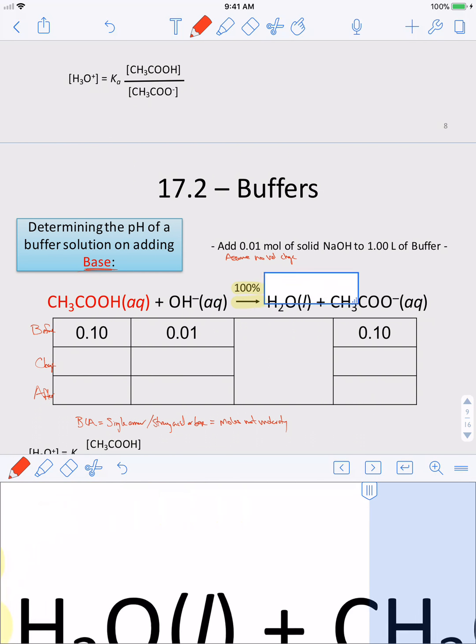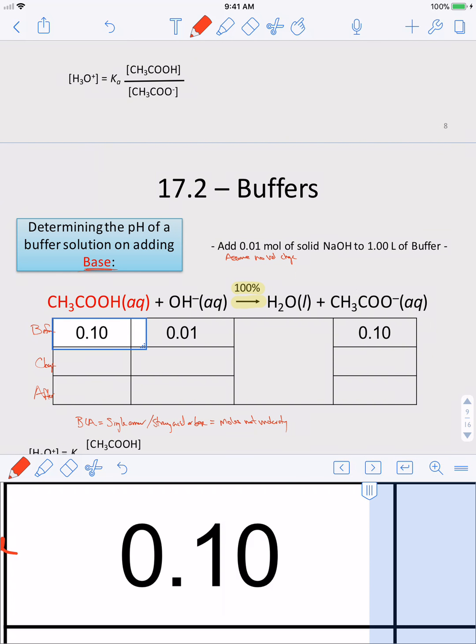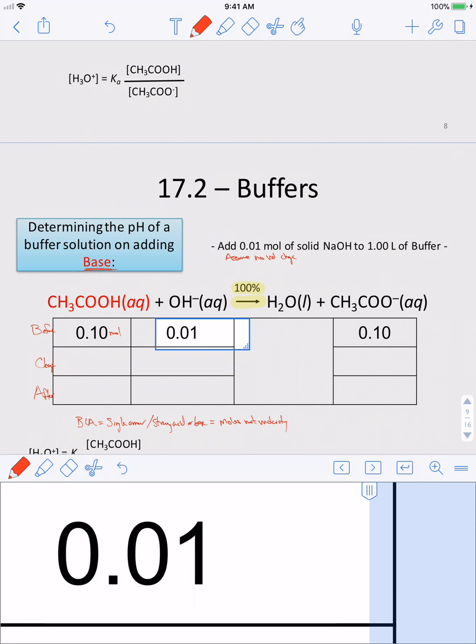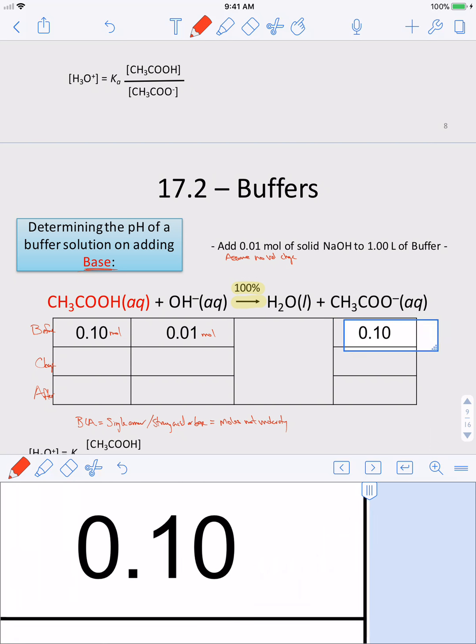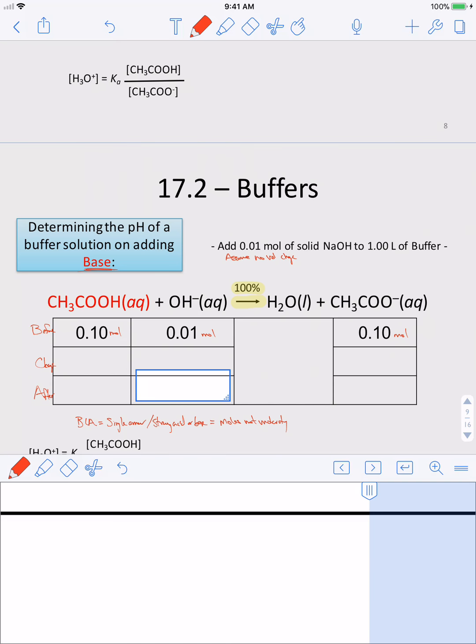So here we have 0.1 molar of a buffer from the previous slide, and we have 1 liter of it. So therefore we have 0.1 moles of acetic acid. We added to it 0.01 moles. And we also had 0.1 molar sodium acetate, so we had 0.10 moles of acetate as well. If this is a 100% reaction, what's going to happen? We have a 1-to-1 reaction here, and we have 0.1 moles of acetic acid and 0.01 moles of hydroxide, a strong base.